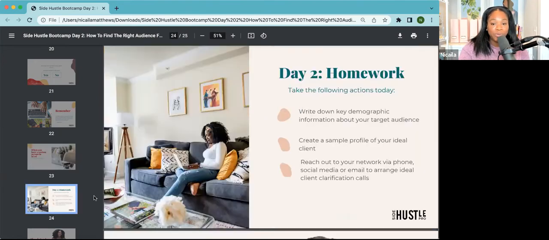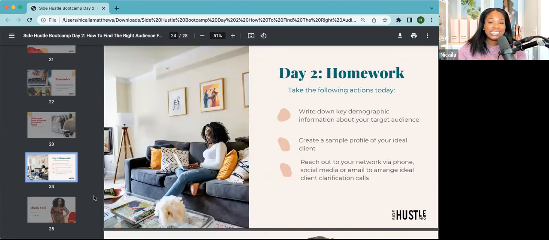So day 2 homework is going to be to take the following actions. All right. So you're going to write down the key demographic information about your target audience. And then from there, you'll use that to create a sample profile of your ideal client. Remember, keyword here is fictional. This is fiction, right? So give yourself that liberty to write out as much as you think about your ideal client. And then you're going to start the outreach.